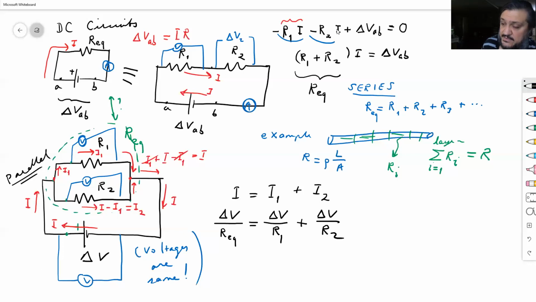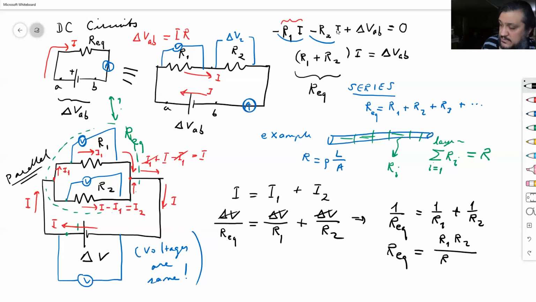Get rid of those delta V's, so what do you get? 1 over REQ is equal to 1 over R1 plus 1 over R2. And then you solve for the equivalent resistance, right? You will get R1 times R2 divided by R1 plus R2. So what if you have more than two, they're all connected in parallel, then you have to apply the formula the same way.